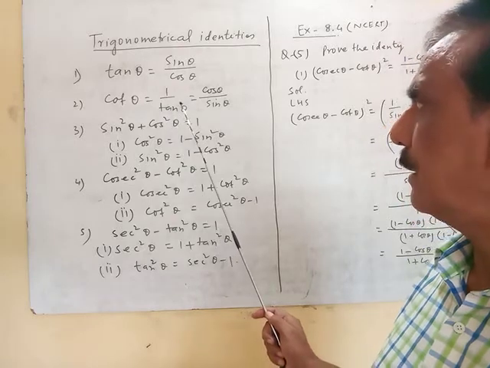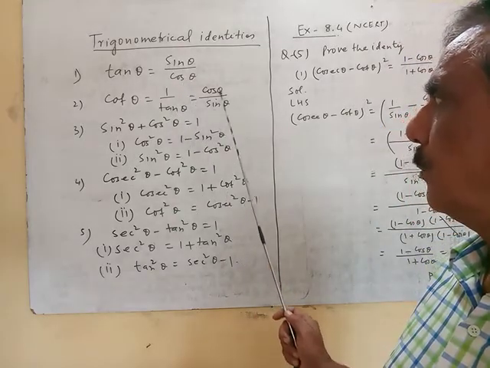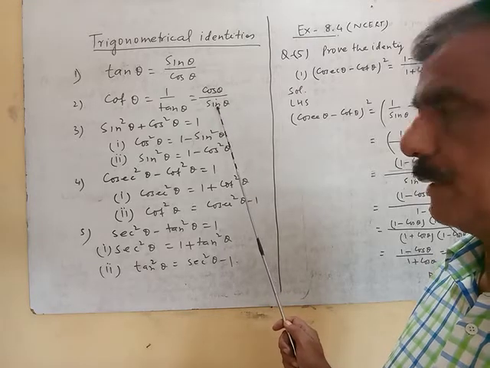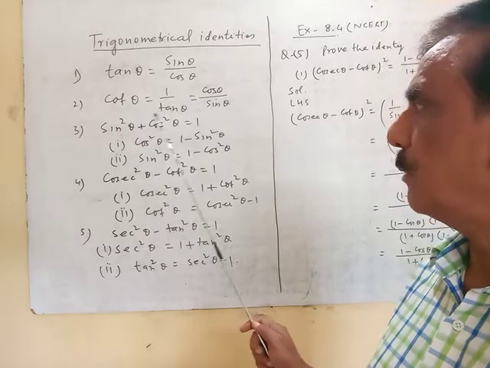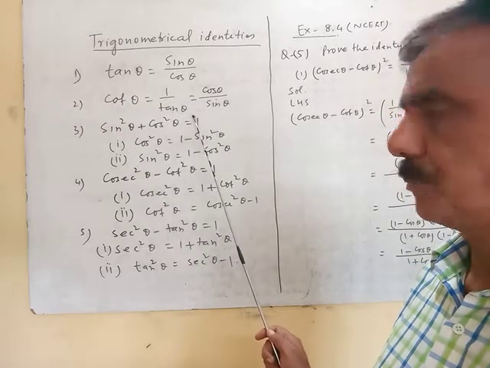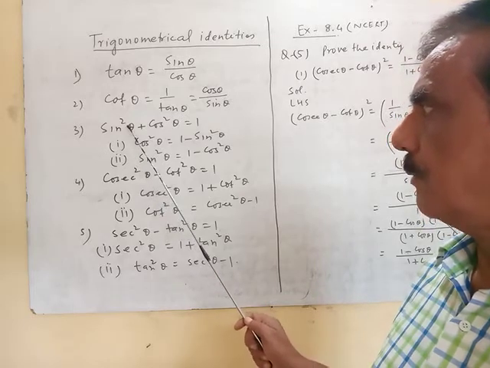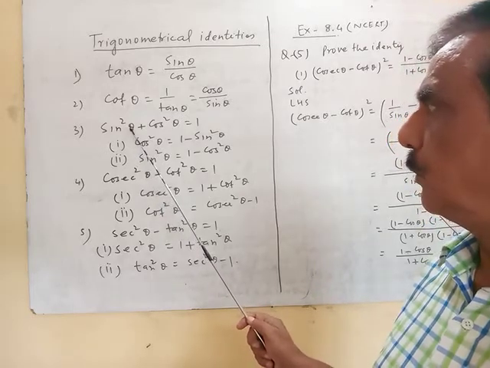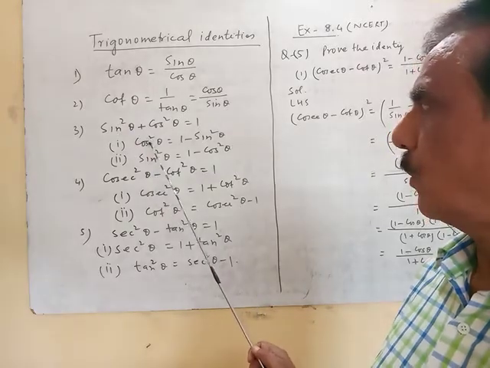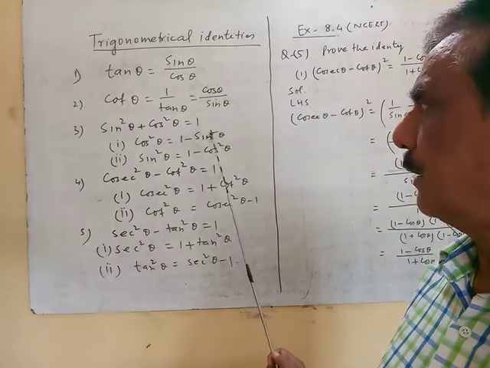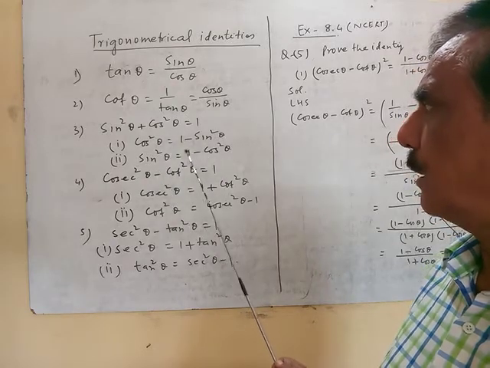And tan theta is equal to sin theta by cos theta, so when you put it here, it becomes cos theta by sin theta. Now the third one is sin square theta plus cos square theta is equal to 1. And these two identities come from this one. If you transpose sin square to the right side, you get cos square theta is equal to 1 minus sin square theta. The same way, sin square theta is equal to 1 minus cos square theta.